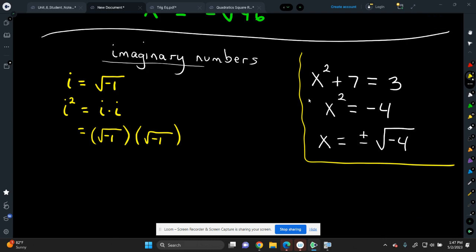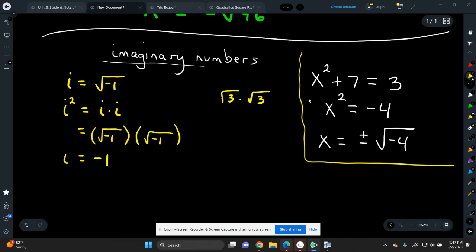Well, when I take the square root and multiply it times the square root, what happens? Like, what's the square root of 3 times the square root of 3? 3. Yeah, the square root just drops out. So this is equal to, instead of square root times the square root, what's it equal? Negative 1. So i squared is equal to negative 1.